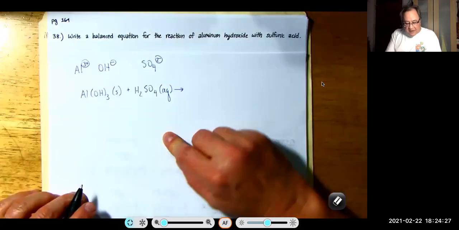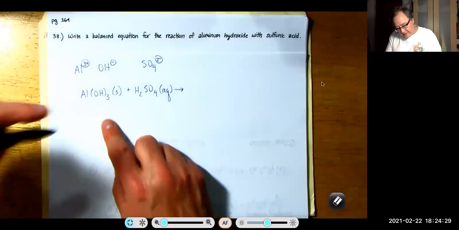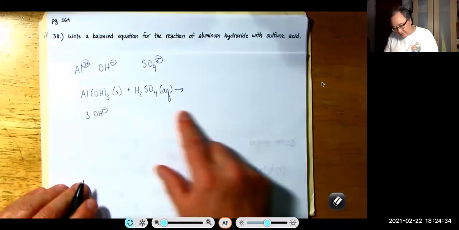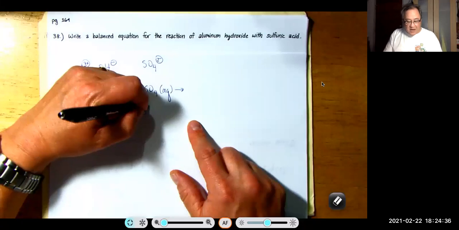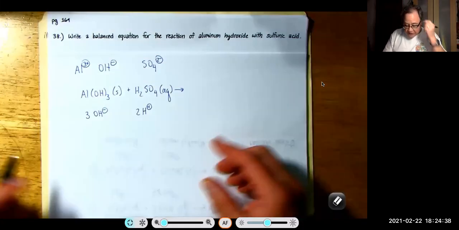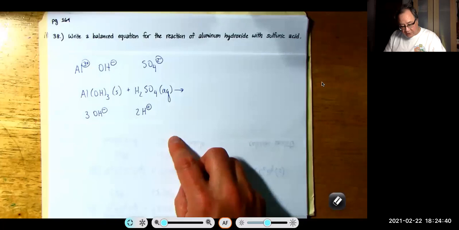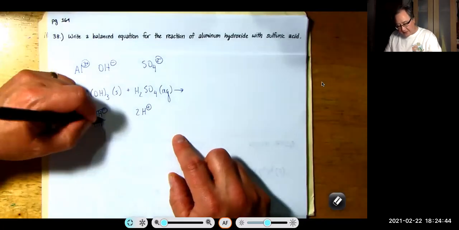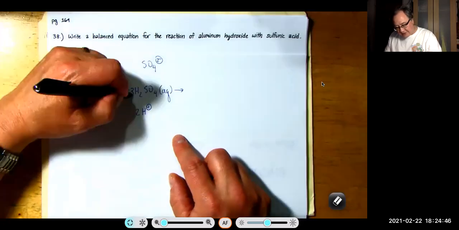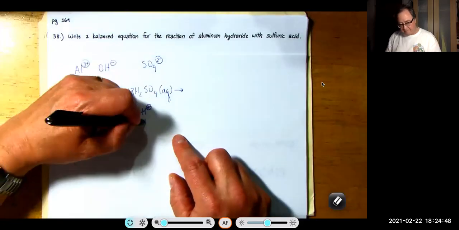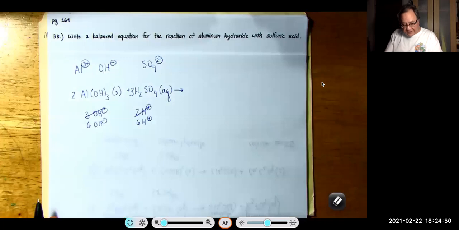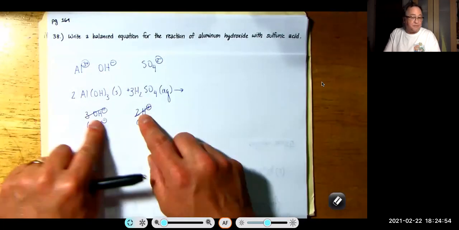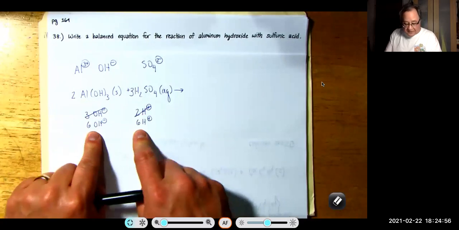So how many hydroxides? 3. How many protons? 2. Not a match made in heaven. So what are we going to do? Well, the answer is let's put a 2 here, and then we'll have 6 hydroxides. And let's put a 3 here, and then we'll have 6 hydrogens. When you have an even odd like this, 3 and 2, usually you multiply those together and shoot for what they come out to multiply to.